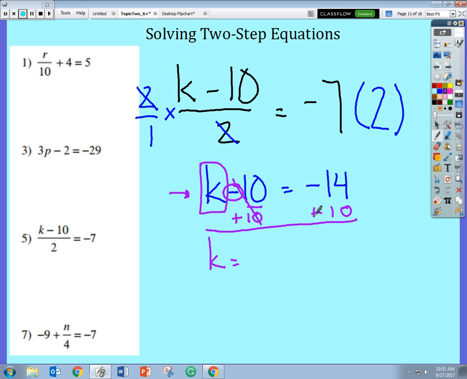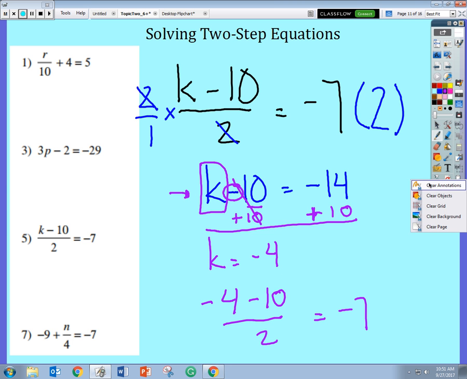Negative 14 plus 10. It's negative 14, it rises 10 degrees, so we're not back at 0 yet. We're still at negative 4. If I substitute that back in, we now have negative 4 minus 10 divided by 2, which we would hope equals negative 7. Negative 4 minus 10 gives you negative 14. Negative 14 divided by 2 gives you negative 7. So we have k equals negative 4. I feel confident in the answer. I just checked it through.